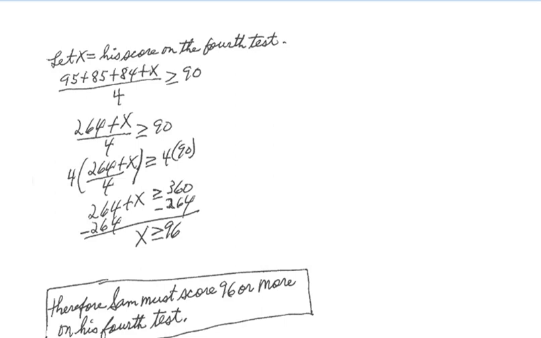So we write (95 + 85 + 84 + x) divided by 4, because remember there'll be 4 tests, and that quotient represents an average. And since the average has to be at least 90, we use this symbol, greater than or equal to 90. And thus we have an inequality that needs to be solved for x.